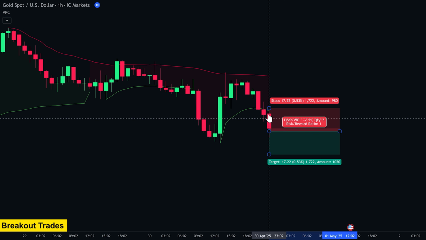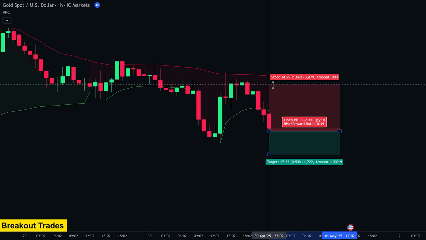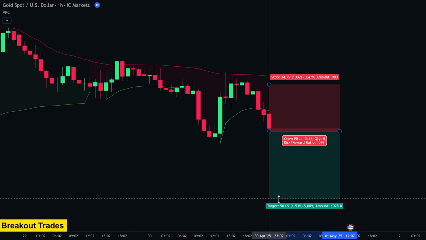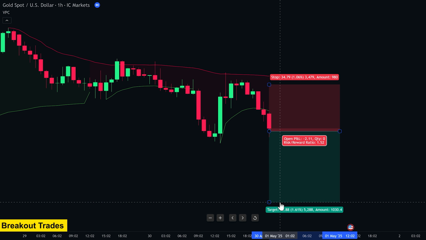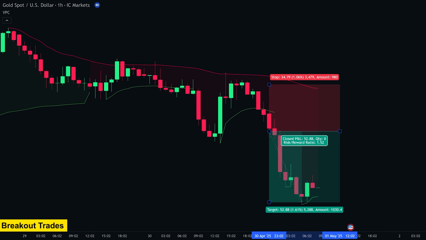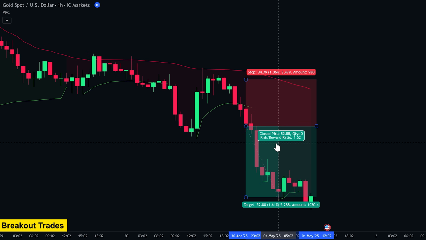Your stop loss is placed just above the swing high. Your take profit target is also set at a 1 to 1.5 risk-to-reward ratio. If you allow this trade to run, you will see that price continues lower and hits your profit target smoothly.